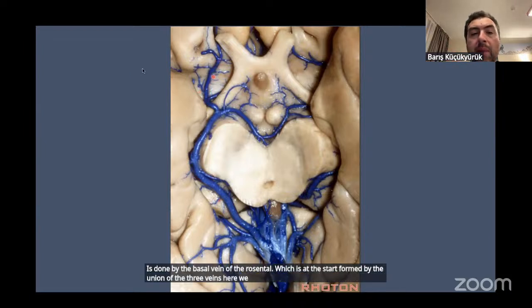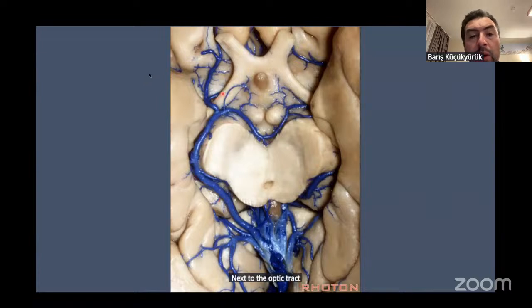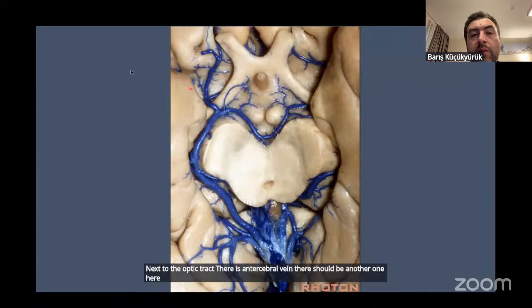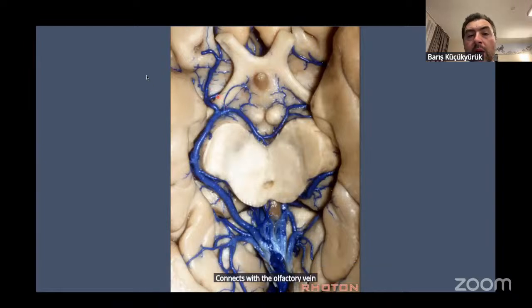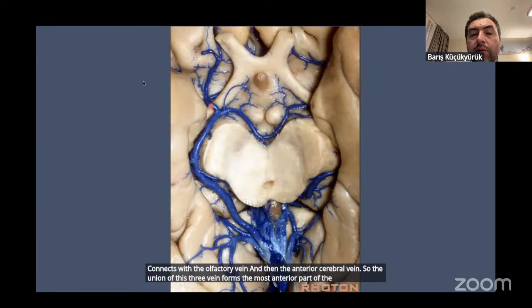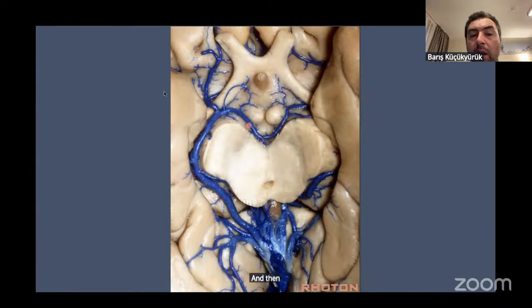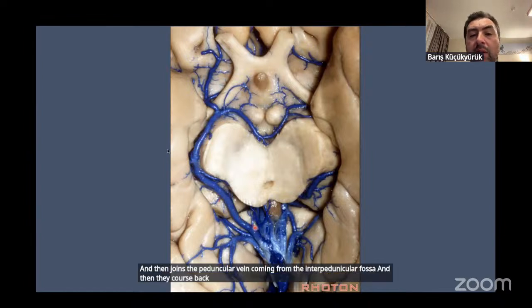Here we see only the basal vein, the olfactory vein here, and just a very small vein here next to the optic tract. There is the anterior cerebral vein. There should be another one here, which we don't see, the insular drainage vein, I mean the deep middle cerebral vein. This deep middle cerebral vein coming from the insula, from the sylvian fissure, connects with the olfactory vein and then the anterior cerebral vein. So the union of these three veins forms the most anterior part of the basal vein of Rosenthal, and then joins the peduncular vein coming from the interpeduncular fossa, and then they course back as the basal vein of Rosenthal to go into the vein of Galen together with the internal cerebral veins.